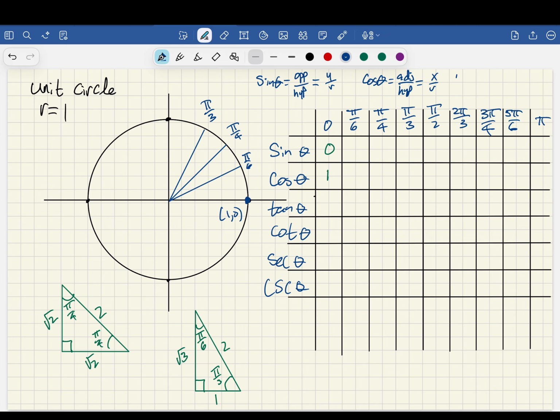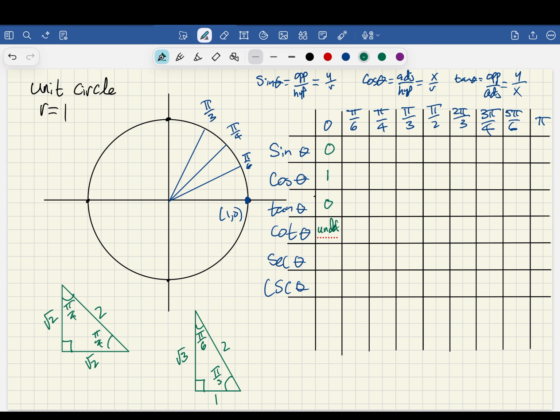We can find the tangent value ratio as opposite over adjacent, or y over x. So in this case, the y-coordinate is 0, the x-coordinate is 1, so the tangent is 0. Now the cotangent is the inverse of the tangent, the inverse of that ratio. Well, the tangent is 0 over 1, so the cotangent is 1 over 0, so in other words, that is undefined.